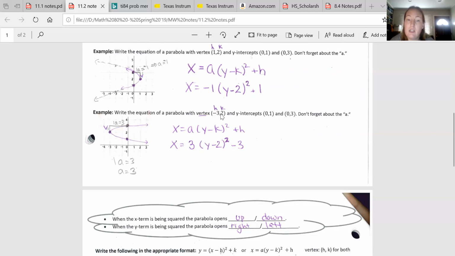And then again, HK, so the H is this part, the K is that part. So again, it kind of reverses its position when you put it in the equation, because this belongs with the Y, so 2. This belongs with the X, so it's -3.